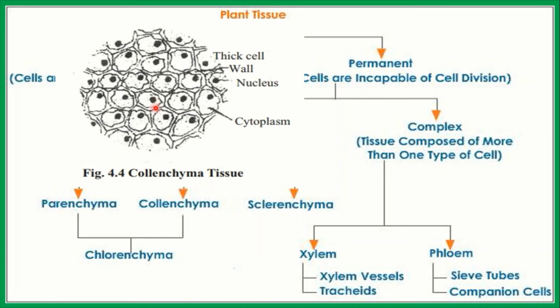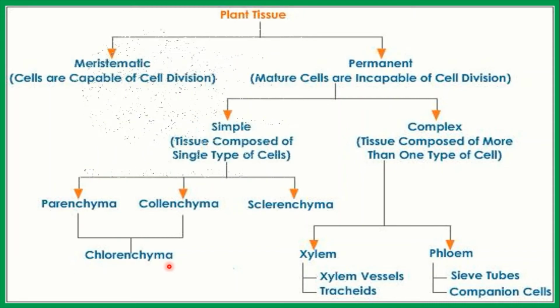They are found in the veins and petioles of the leaves. This kind of tissue provides rigidity to the young and growing stem, for example, the stem of gourd and leucas. Sometimes the collenchyma cell contains chlorophyll. When a collenchyma cell contains chlorophyll, it is called chlorenchyma.